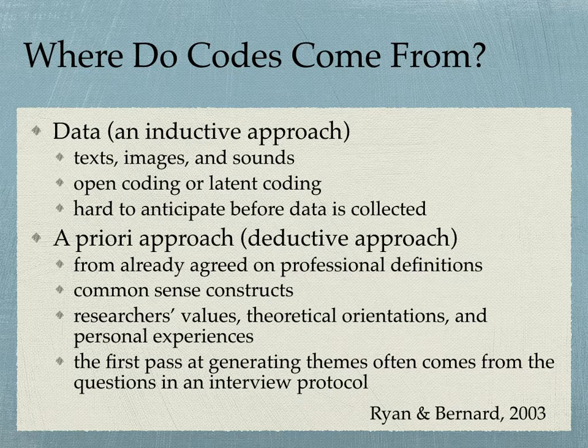Well, codes can come from two different ways. They can come from inductive approaches where you look at the data. Again, it can be text, it can be image, it can be notes that you make from observations of things in a participant observation model, and then you pull out what you see from that data. So in inductive, you're allowing the data to tell you what's happening. You're always looking at the data, but in an inductive approach, you're not coming in with any anticipated understanding of what you're going to see. You're letting the data lead.